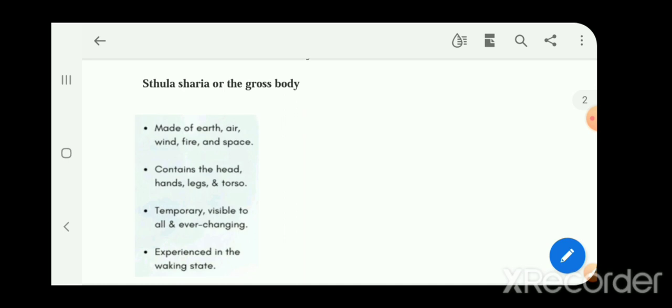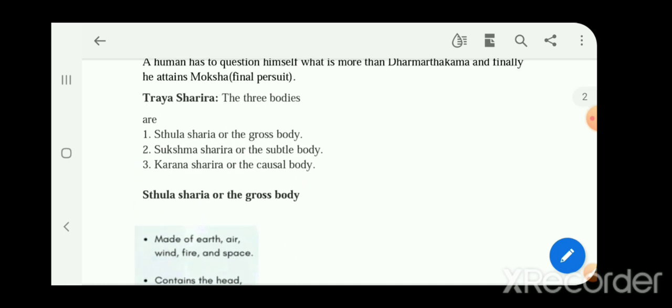And the next one we need to talk about is traya sharira. Traya means three, sharira means bodies. So the three bodies which we need to talk about are stula sharira, sukshma sharira and karana sharira. Stula sharira means gross body, sukshma sharira means subtle body, and karana sharira means causal body. So we'll see one by one now.